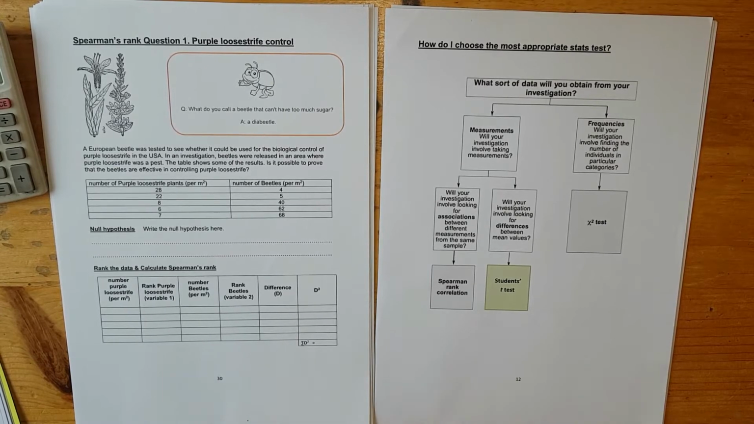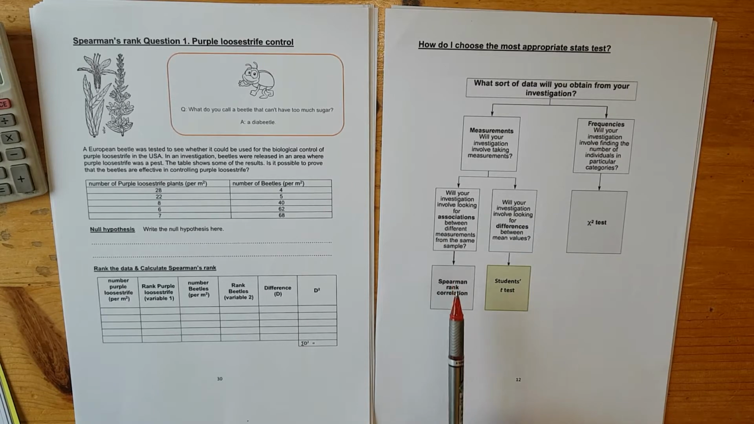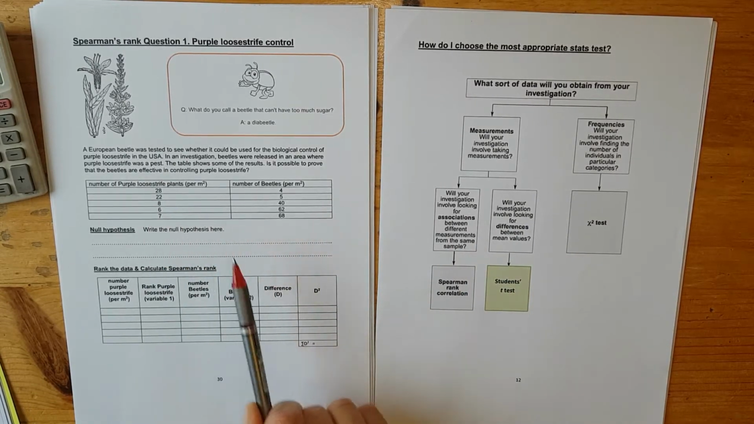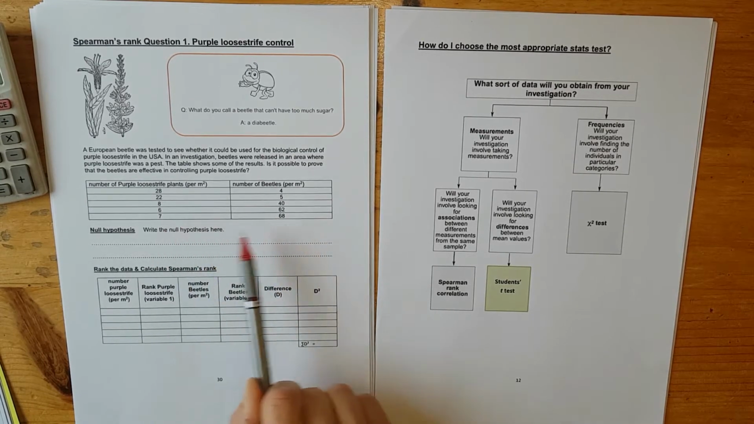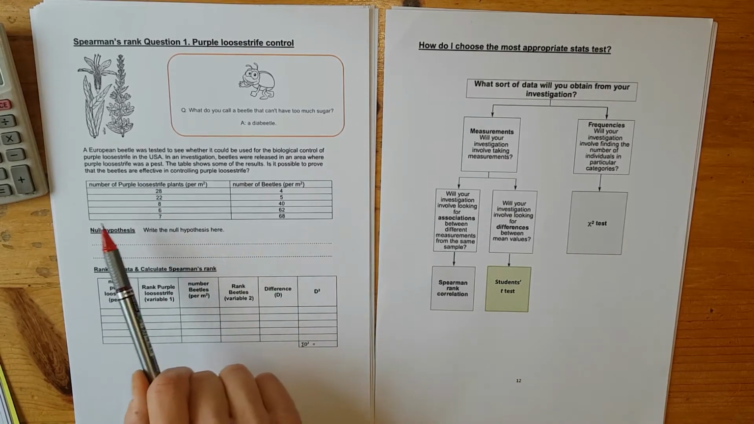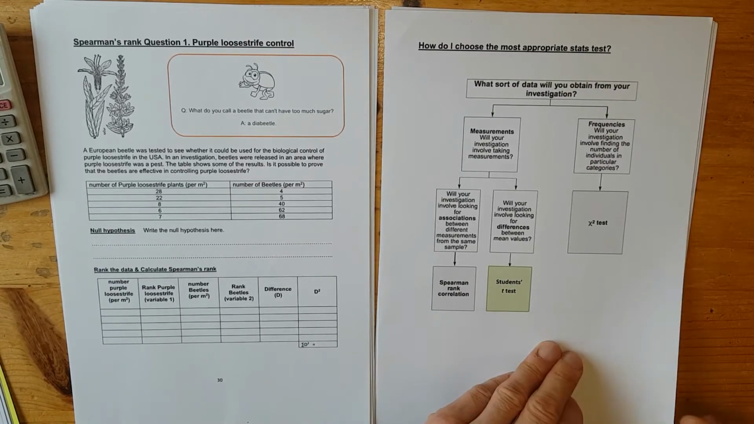First of all, are we doing the right test? Are we looking for associations between them? So whether they're correlated, yes. Are we looking at a difference between two means? Pointless, mean plants and mean beetles. Or do they fit into categories? No. So we're doing the Spearman's rank correlation here. So we're doing the right test.